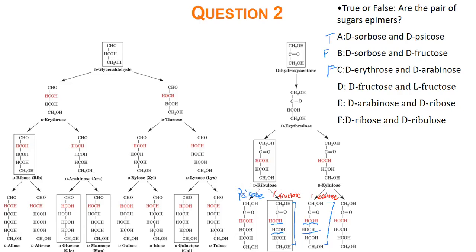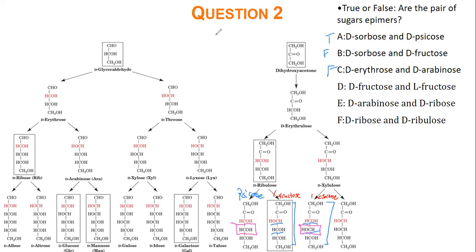Because if we look at sorbose versus psychose, they differ, and let me get a different color pen. The only place that they differ is on the carbon below the red one, on carbon 3, or 4 rather. The OHs are on different sides of the skeleton. Every other OH is on the same side. So they differ at one carbon. That is an epimer. That's the definition of an epimer.